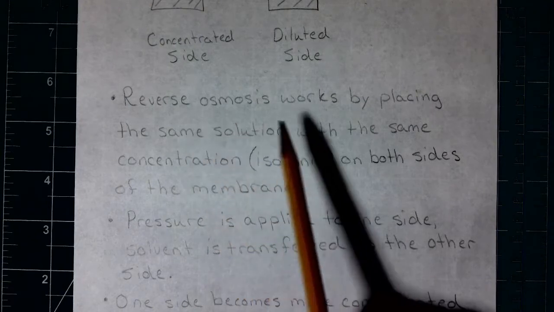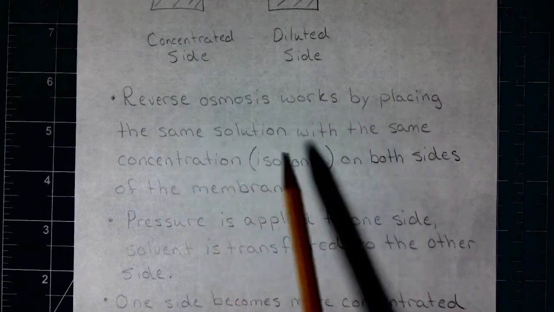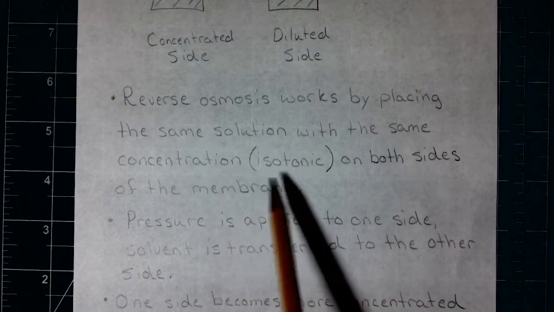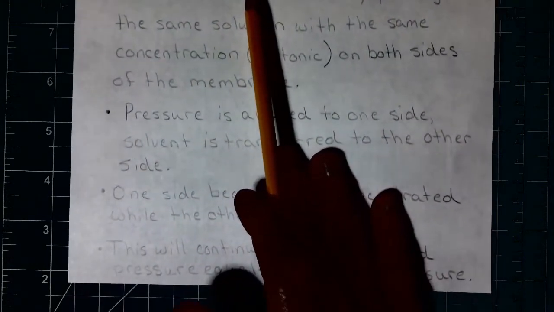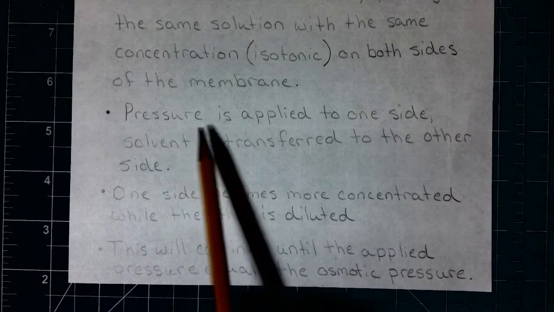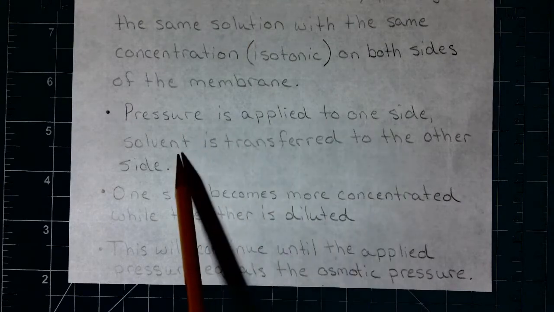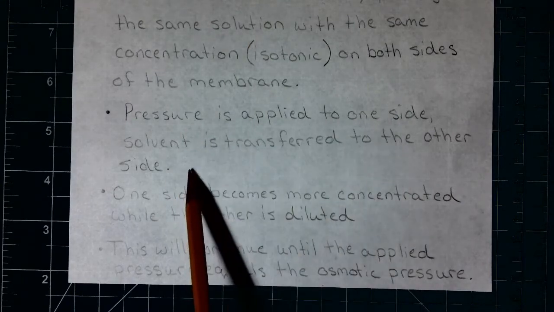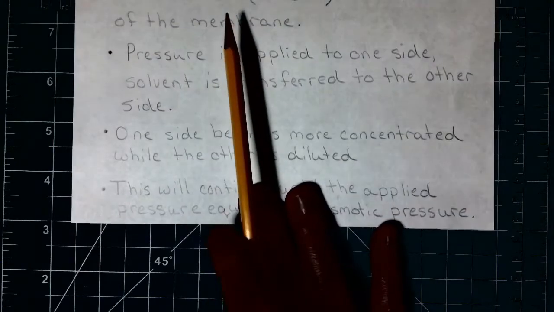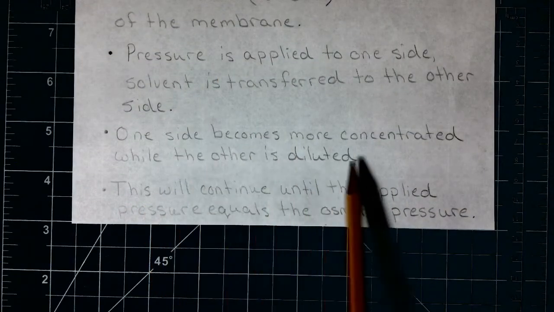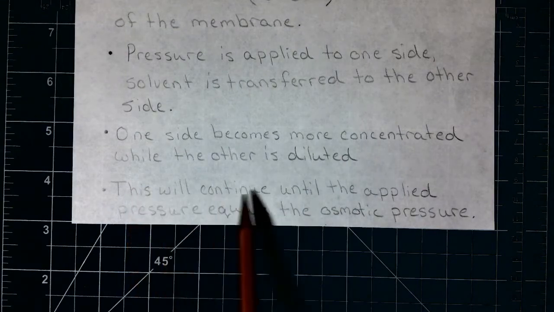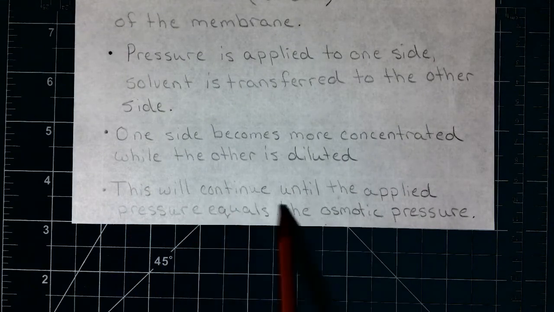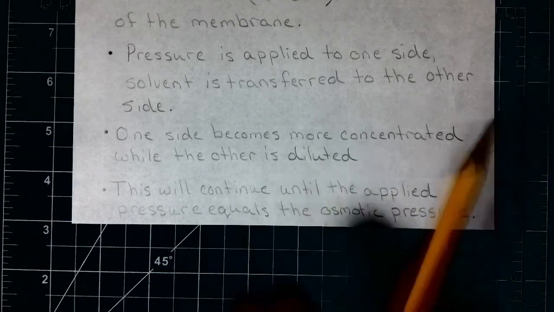So reverse osmosis works by placing the same solution with the same concentration, isotonic, on both sides of the membrane. Then we're going to apply pressure to one side while solvent is transferred to the other side. One side becomes more concentrated while the other is diluted, and this continues until the applied pressure equals the osmotic pressure.